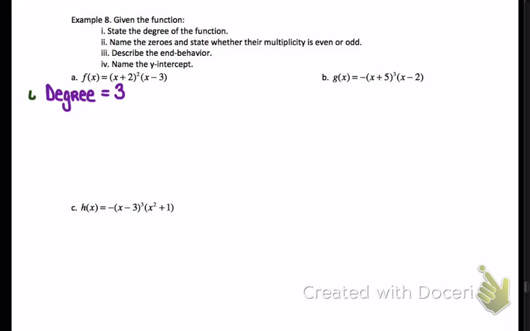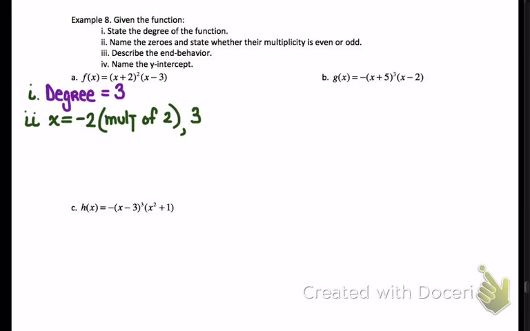Part 2 says to state the zeros and their multiplicity. So think, if x plus 2 is the factor, what is its zero? X minus 3 is the factor, what is its zero? Well, -2 and +3. Notice that -2 has a multiplicity of 2, aka it's a double root. What happens at double roots? Think about that, because you know you're going to have to eventually graph these.